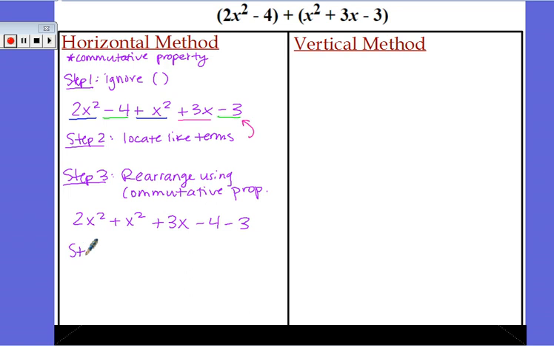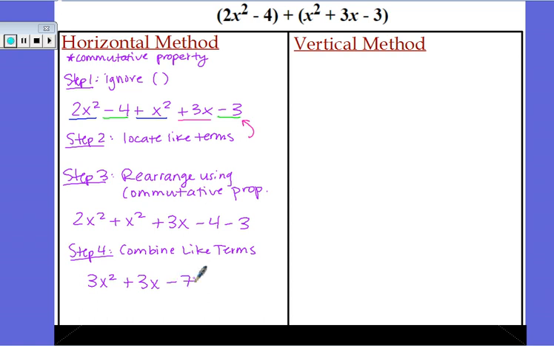And then the last step, step 4, is to combine like terms. Okay, so we're going to combine like terms. We see the 2x squared and the x squared. That will give us 3x squared because the coefficient here is 1. The 3x is not a like term with anything, so we bring it down. And then -4 minus 3 is -7.